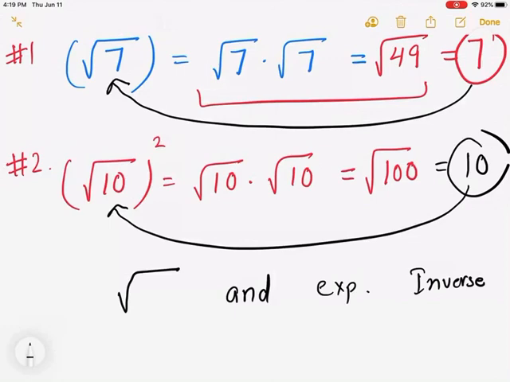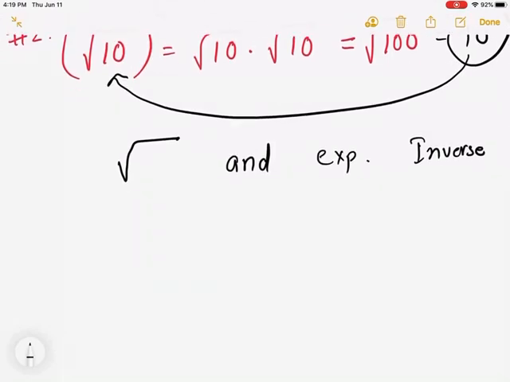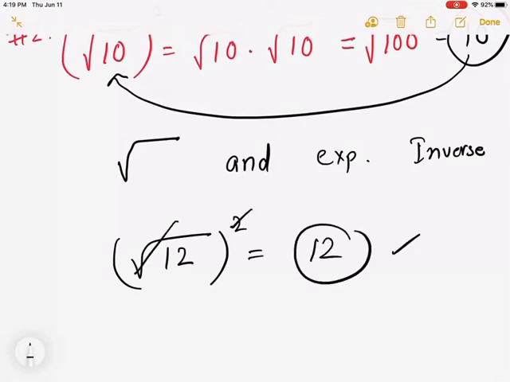They cancel each other. So next time, when you see a problem like this, radical 12 with a square, you don't even have to do that many steps. Right away, I would cancel the square with the square root and my answer would be the number itself. All set. So that's how we deal with these problems.